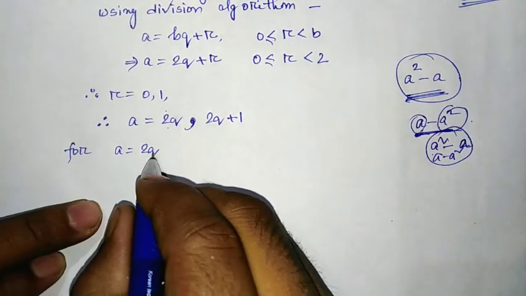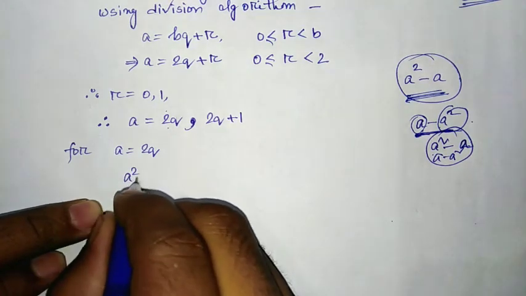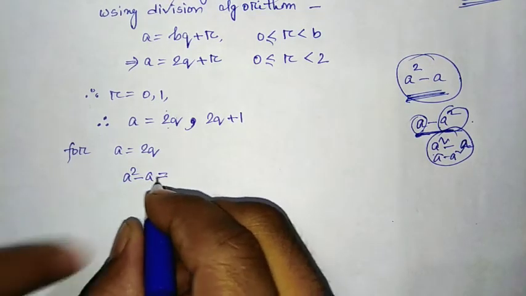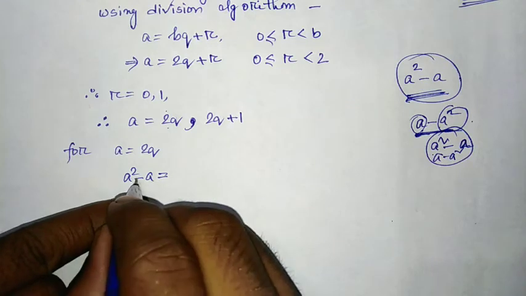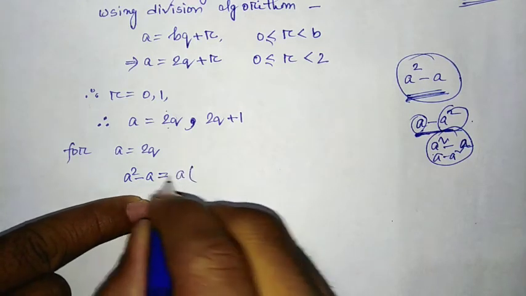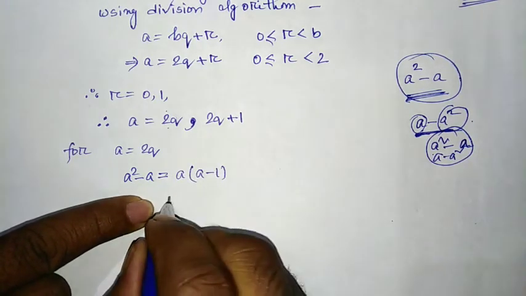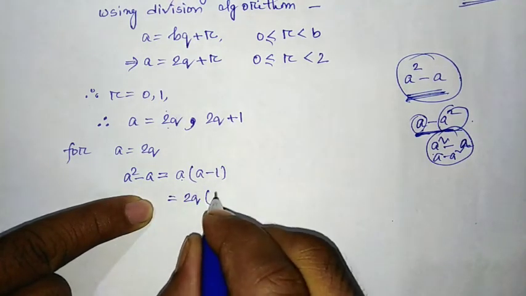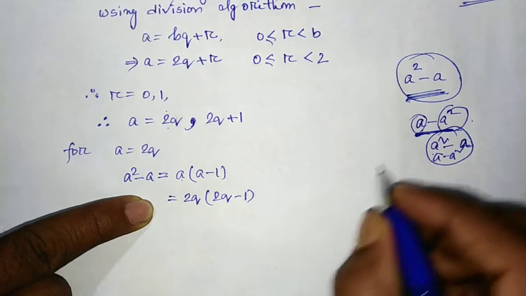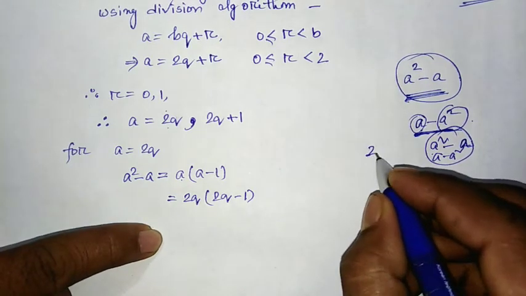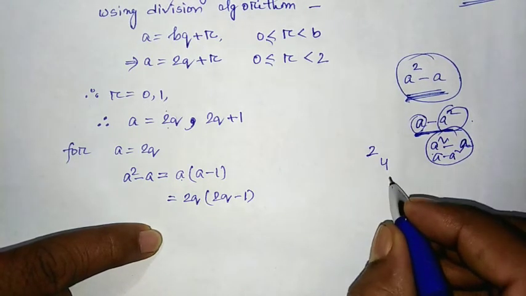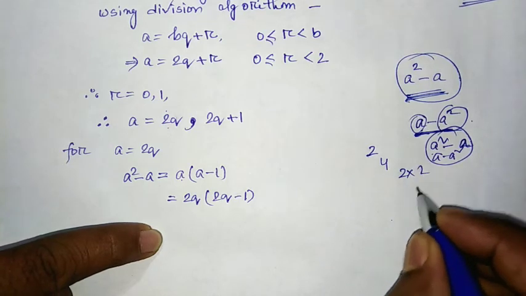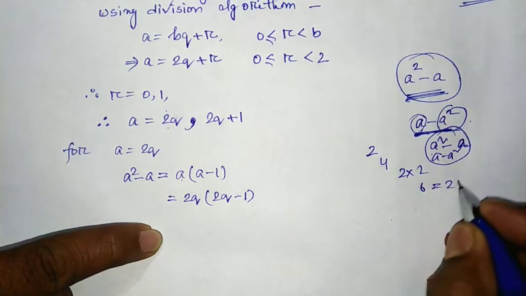So for a is equal to twice q, in a square minus a, we can take a common, giving a times a minus 1. So a means twice q, and here twice q minus 1. We know that even numbers are multiples of 2. Suppose 4 is an even number, 4 is 2 into 2. 6 is an even number, so 6 is 2 into 3.